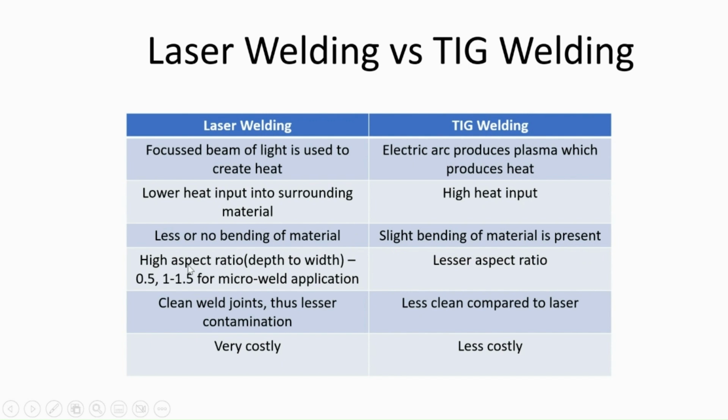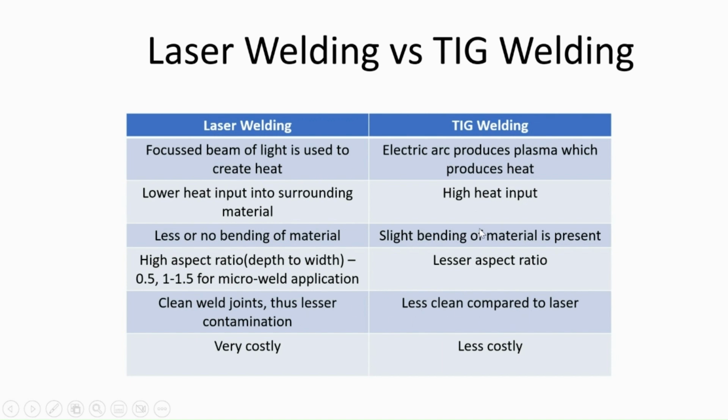Okay, and the aspect ratio of laser welding is much higher compared to TIG welding. For micro welding, it can even achieve up to 1 to 1.5. Aspect ratio is the depth to width ratio. And in laser welding, you can achieve cleaner joints and less contamination compared to TIG welding.